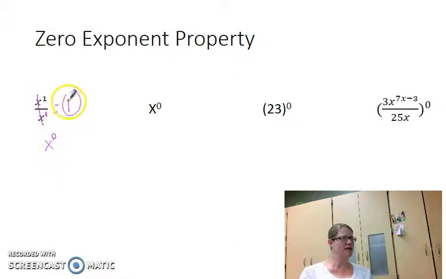So that's why anything raised to the 0 power equals 1, because it's really just saying it's the same number over the same number. So x to the 0 power equals 1, 23 to the 0 power equals 1. If I raise this whole expression to the 0 power, it doesn't matter what it evaluates out to in here. If I raise it to the 0 power, it's just going to equal 1. That's kind of hard to remember sometimes, but anytime you see something raised to the 0 power, just think it's a 1.